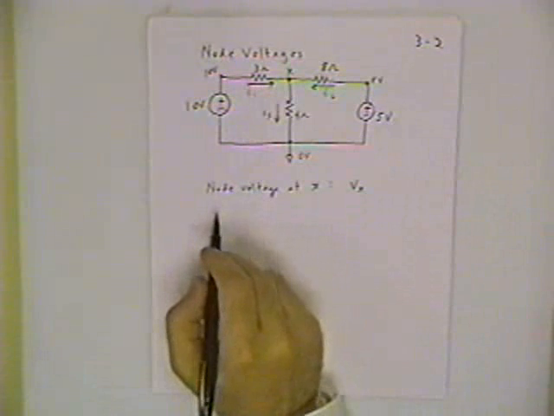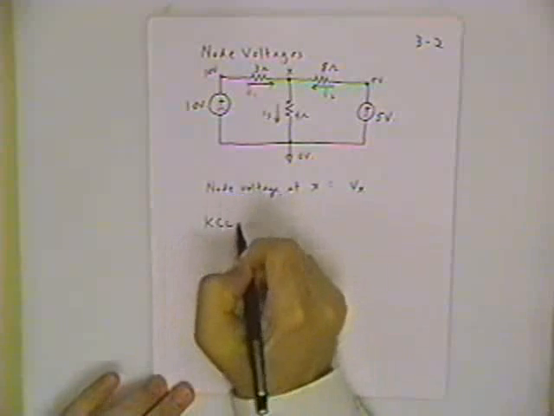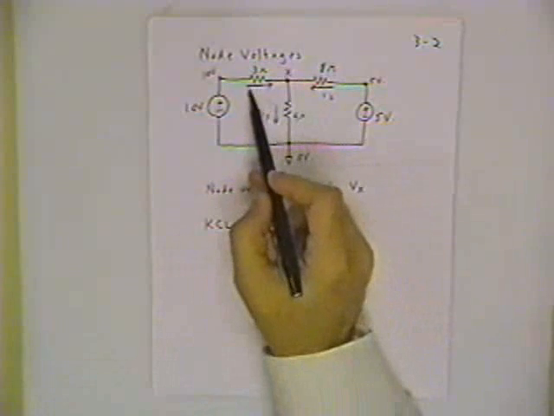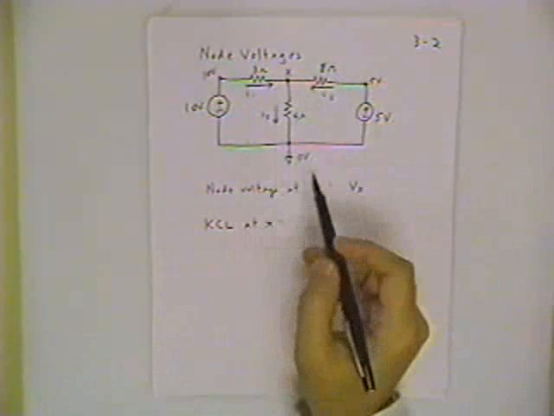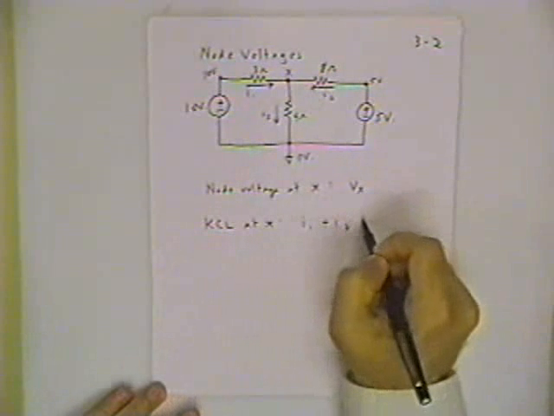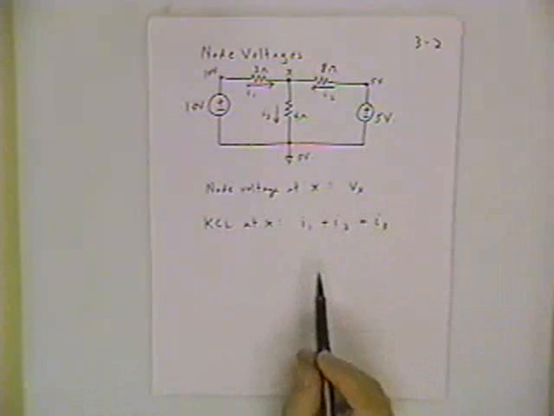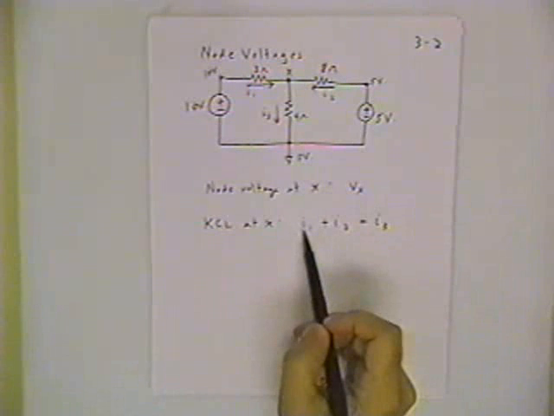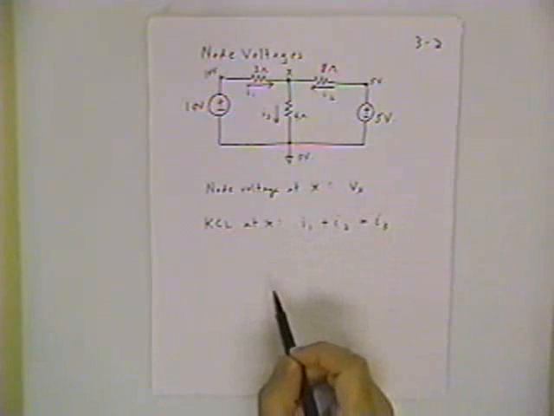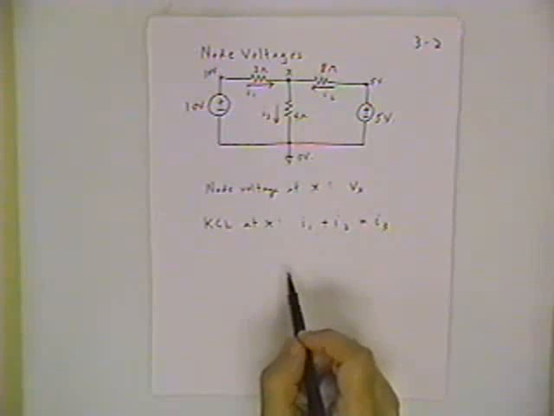And remember, in the loop current technique we applied the Kirchhoff voltage law. Here in the node voltage technique we apply the Kirchhoff current law. KCL at X would read: the sum of all the currents going into the node equals the sum of all the currents leaving the node. So we can have I1 plus I2 equal I3. Now remember that the current in a resistor is the potential difference across that resistor divided by its resistance. That's what Ohm's law really means. The V in V equals Ri is a potential difference.